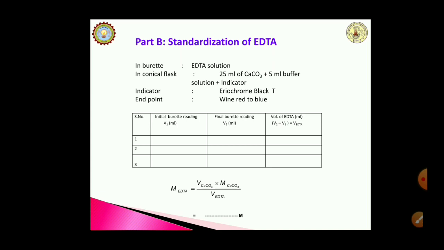Now you can see the formula that is used for calculating the molarity of EDTA is written on the slide. The volume of CaCO3 which we have taken for the titration is 25 ml. Molarity of CaCO3 we have calculated in part A, and the volume of EDTA that is consumed we are going to get through these 3 titrations, and we will be using the concordant value for the calculation. Once we put all the values, we will get the molarity of EDTA. So by part B, we have achieved the molarity of EDTA.